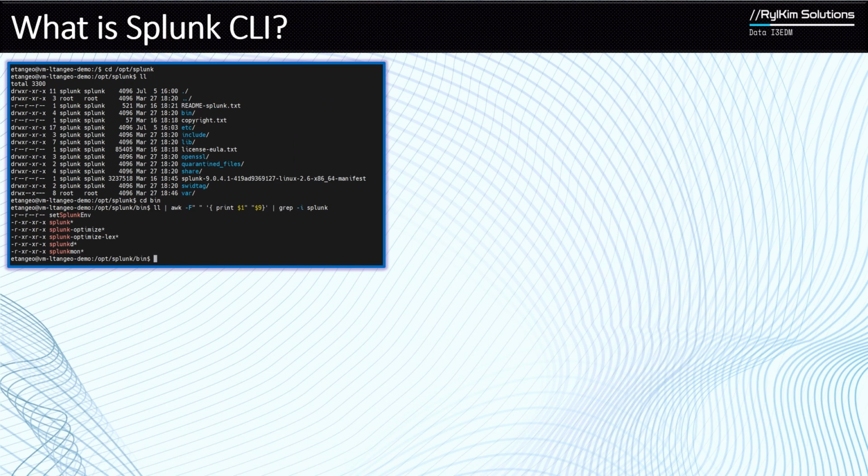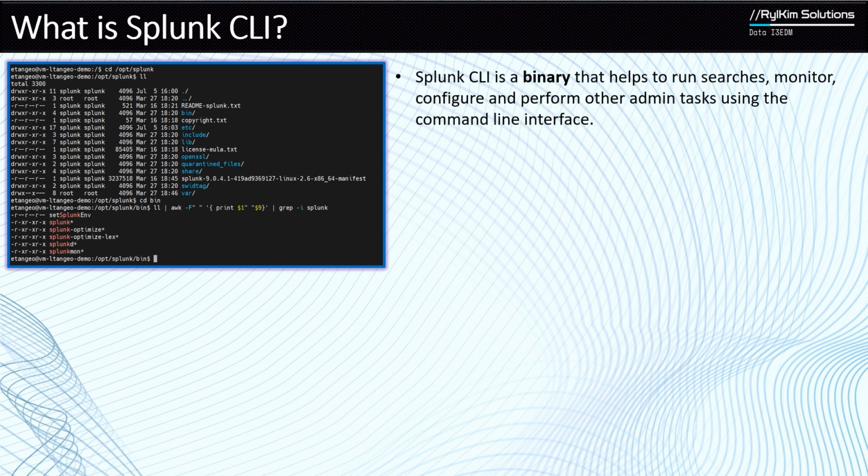Okay, so let's now just officially define the Splunk command line interface. The Splunk command line interface, or Splunk CLI, is that binary that we just spoke about, that can help you to run searches, monitor, configure, and perform other admin tasks. So really you are not on the web UI. Things that you can do on the web UI, you can just do in the CLI. In this specific case, we are looking at Linux. Let me use the laser pointer here. This is your installation directory, /opt/splunk, and then you can change and go into the bin folder here, and that is where your Splunk binary actually lives.